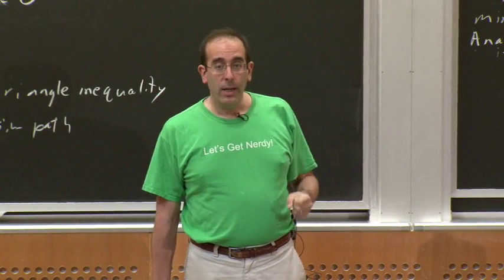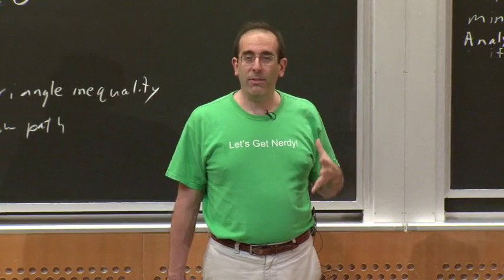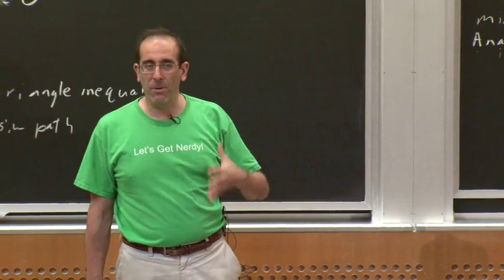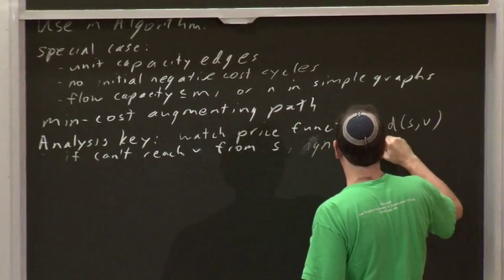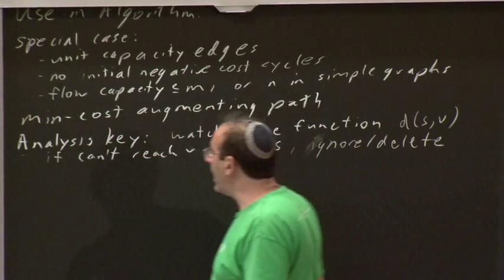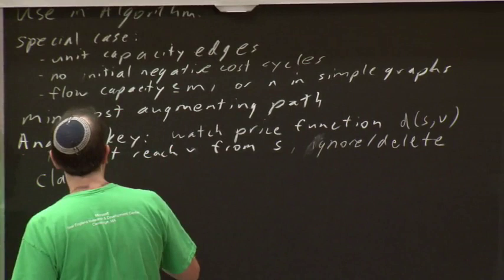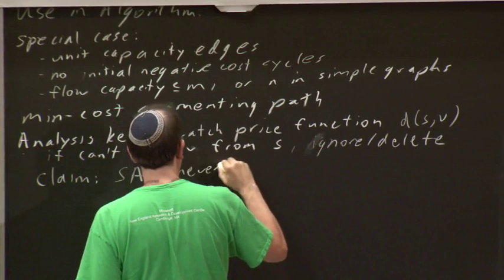Right? And this poses the main worry here. If I create a negative cycle while I'm doing my augmentations, then everything is going to go to pieces. I won't be able to continue my analysis. And this is actually the crux of the argument. But let me just finish this. So if we can't reach V from S, we can ignore or delete vertex V because it's never going to be used in an augmenting path. But the key claim is that this shortest augmenting path algorithm that we're doing never creates a negative cycle.